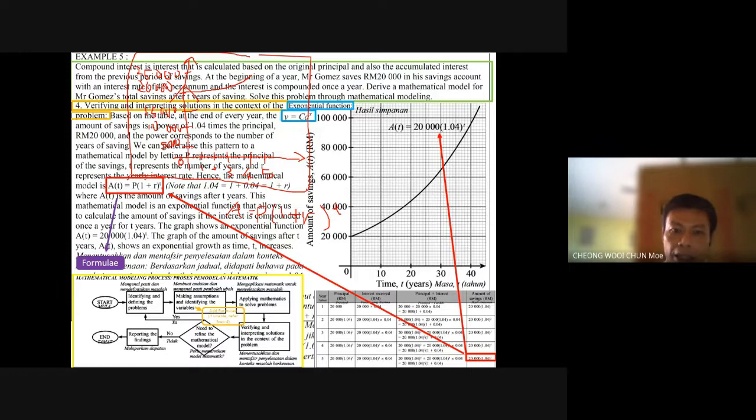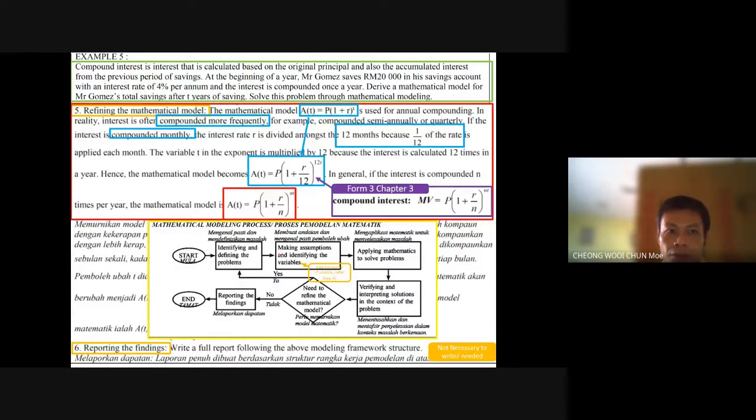The graph shows an exponential function. The graph is this one: A = 20,000(1.04)^T. The graph of the amount of savings after T years shows exponential growth as time T increases. So after step 4, we proceed with step 5. We find the mathematical model. So the mathematical model we just found is this one.